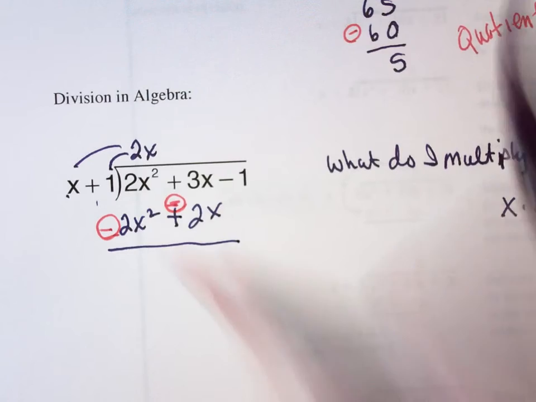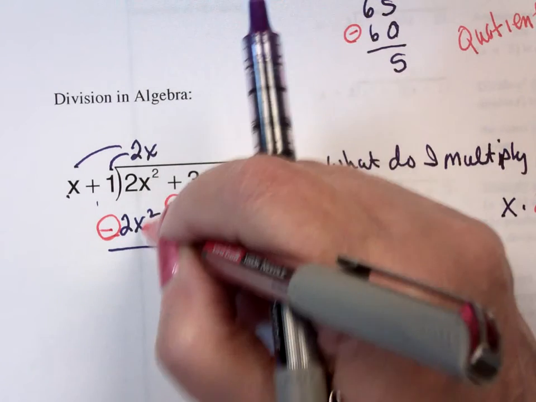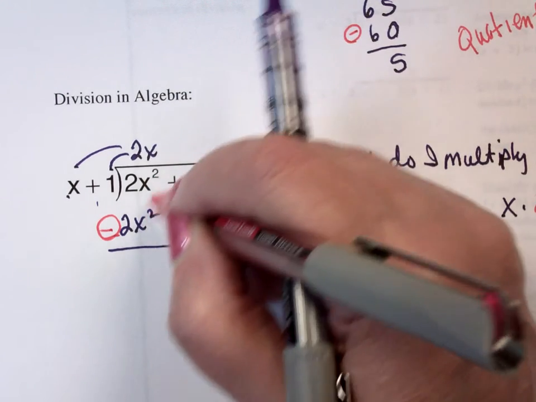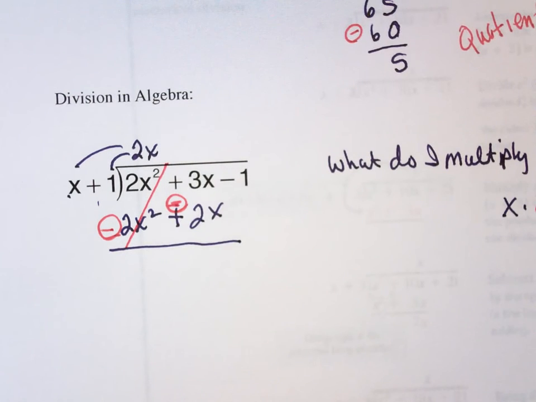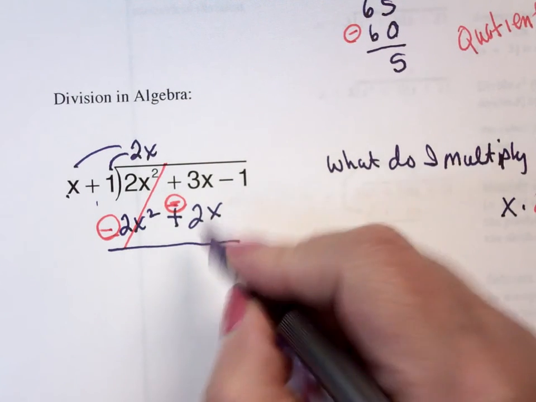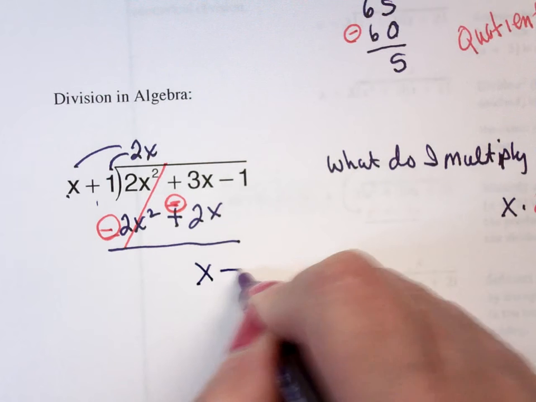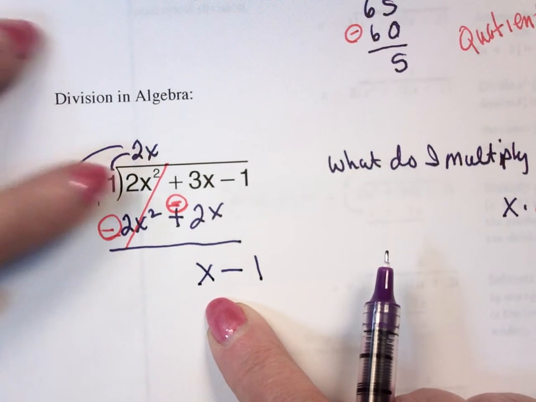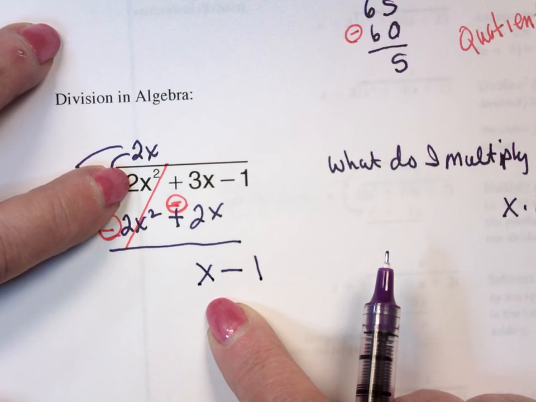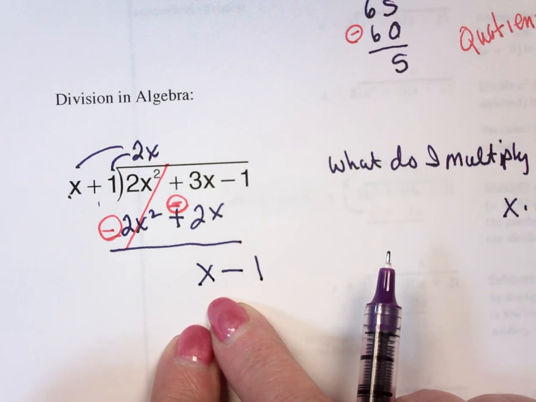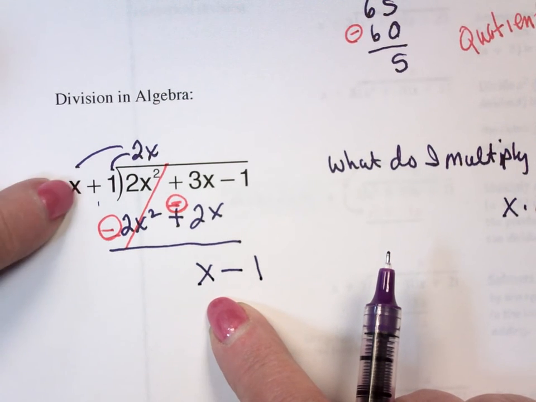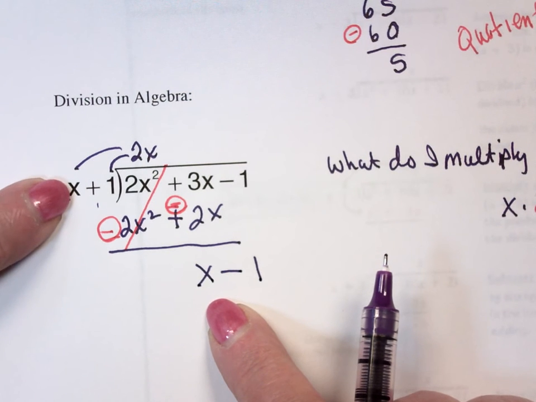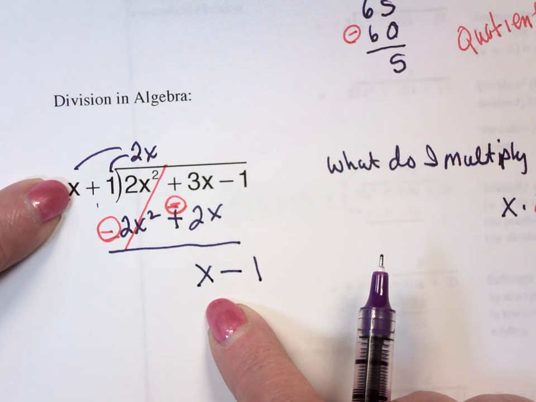So what do you notice? Plus 2x squared minus 2x squared is 0. He bit the dust. And my new part is an x minus 1. Is this of smaller degree than what I started out with? I started out with a degree 2. This guy is a degree 1. Until I get something smaller than a degree 1, I keep going.